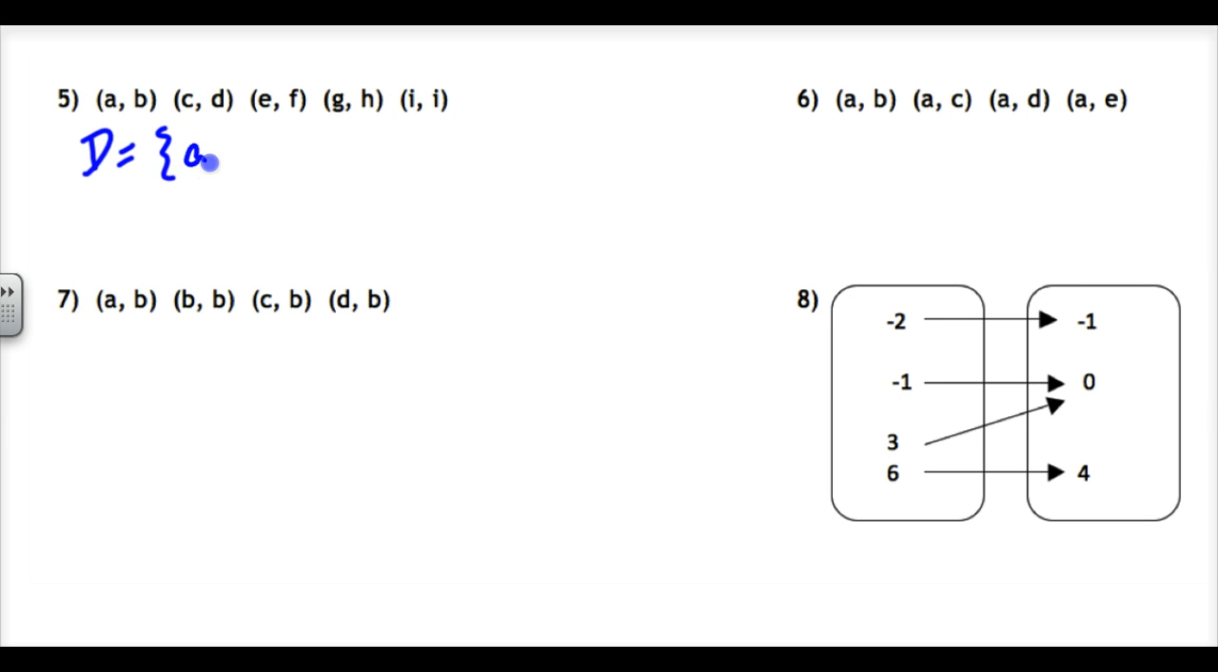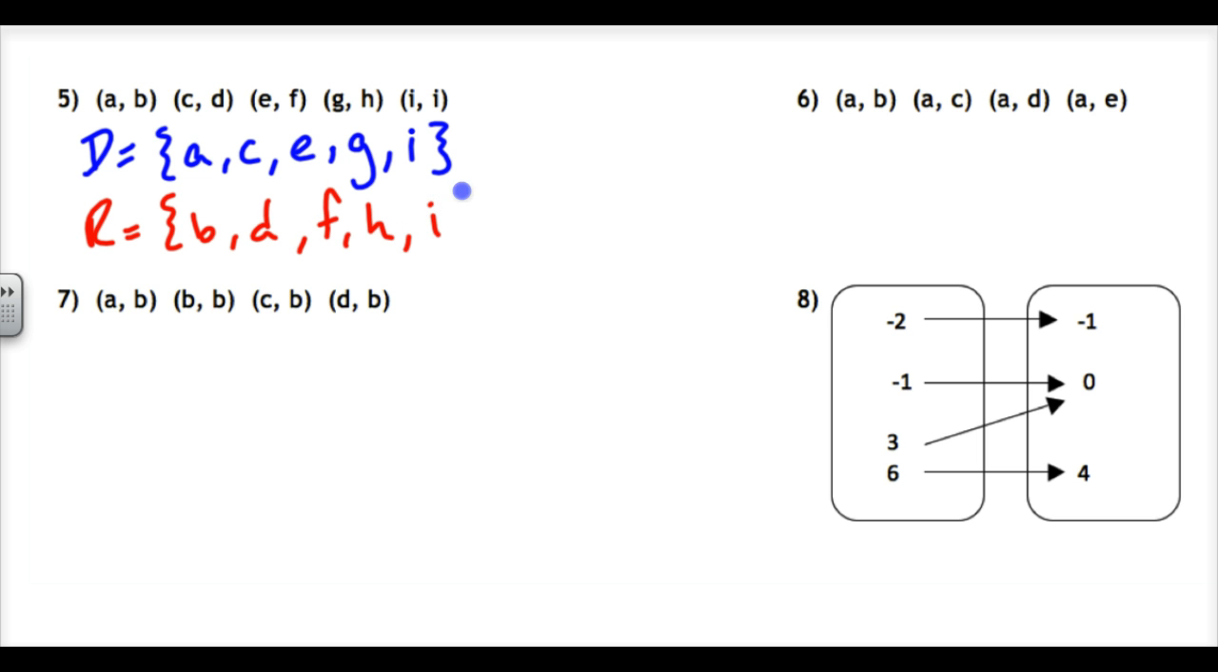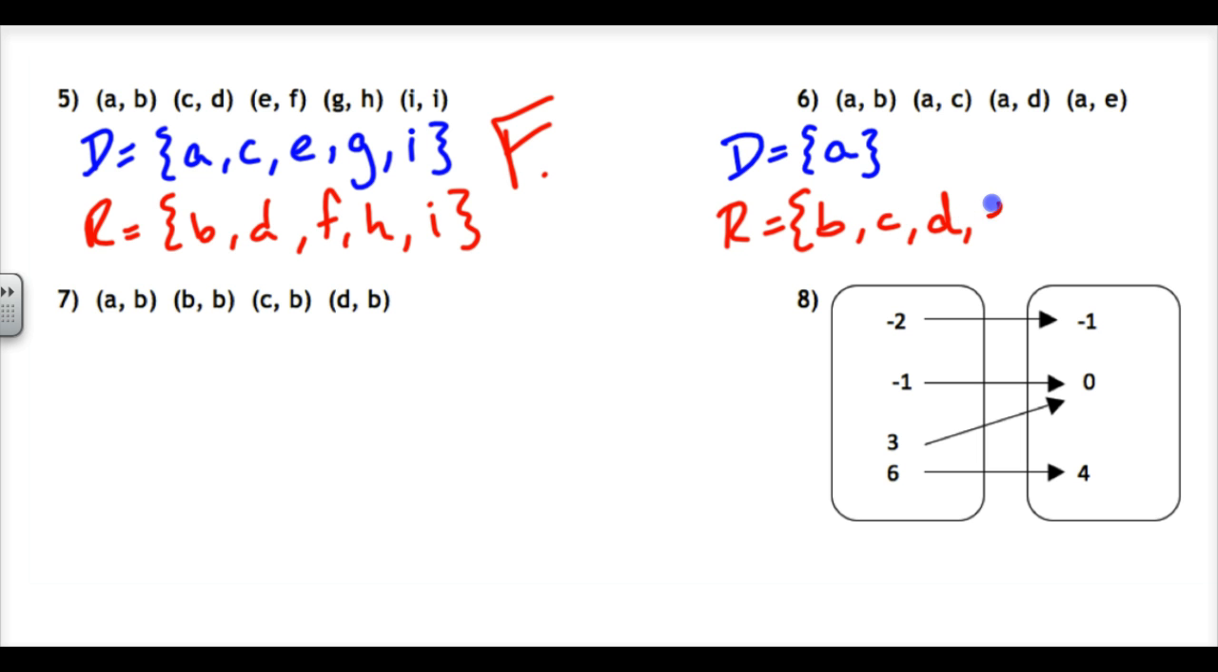All right, domain is A, C, E, G, and I. Range is going to be B, D, F, H, and I. This one, each letter goes to a specific letter, so it's a function. We've got domain is A, they're all A's, so just A. And the range is B, C, D, and E. Clearly, A goes to way too many different things. It's not a function.